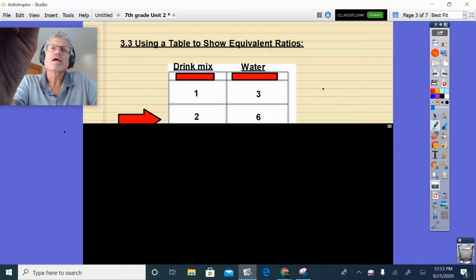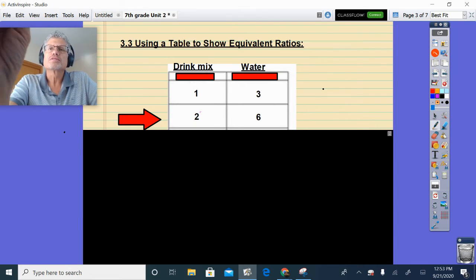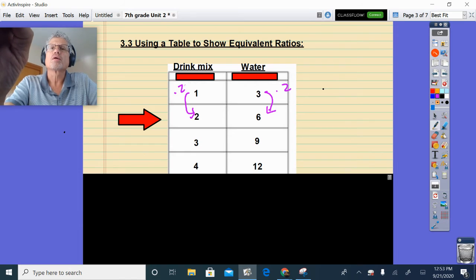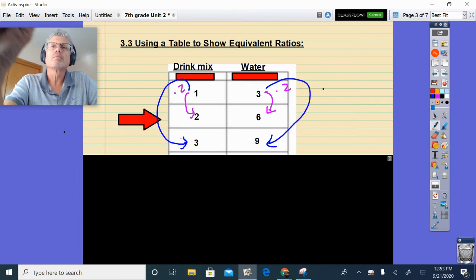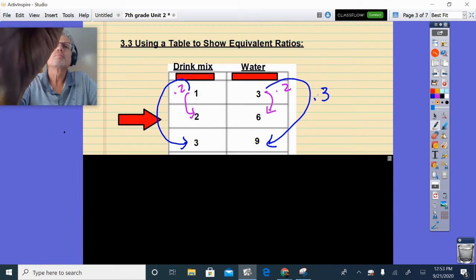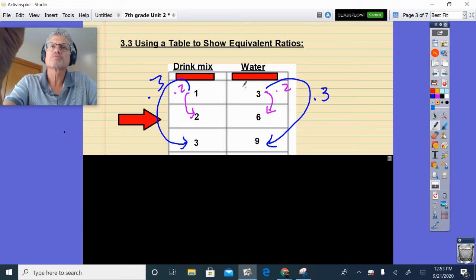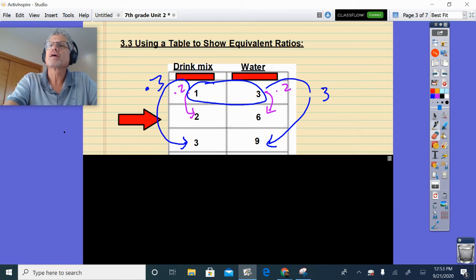Then if I go down, I got 2 and 6, multiplied by 2. Go down one more, and I'm multiplying by 3. This is my first ratio here, and the second ratio, third ratio, but I happen to be multiplying by 3. That's not a decimal there. This is the multiplication sign, and I've got to be careful how I write that.